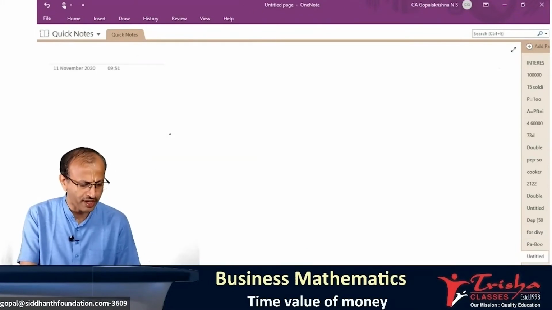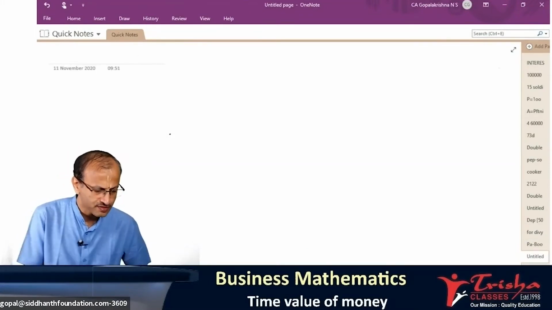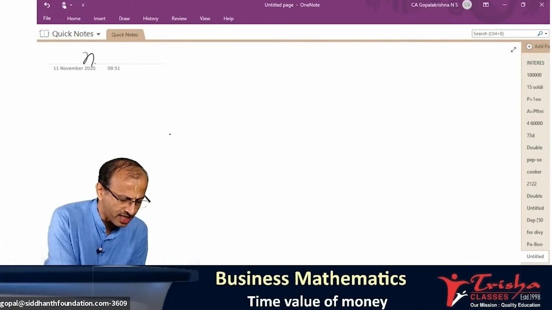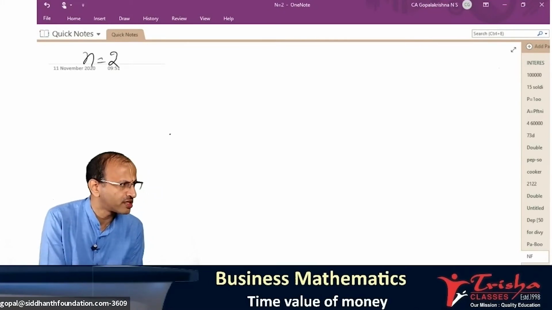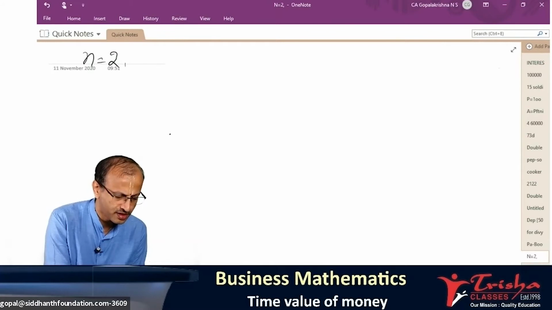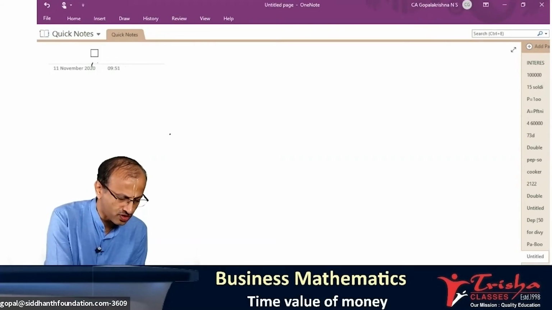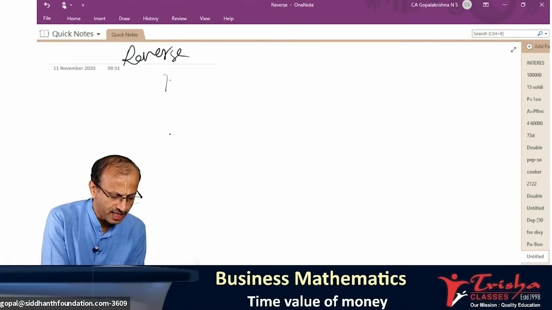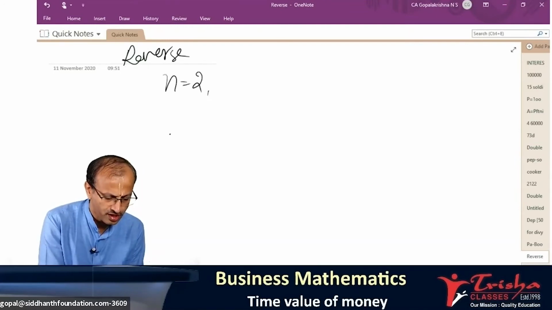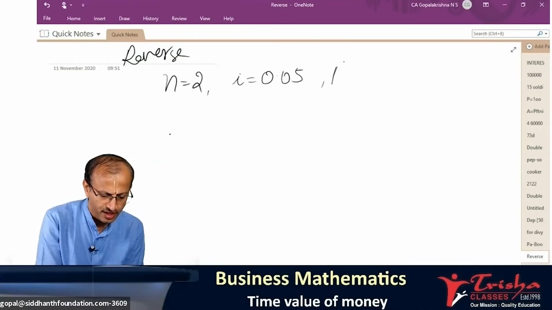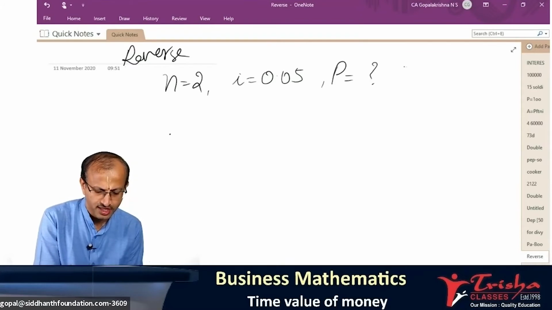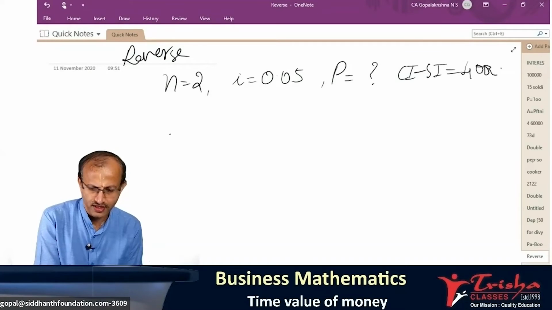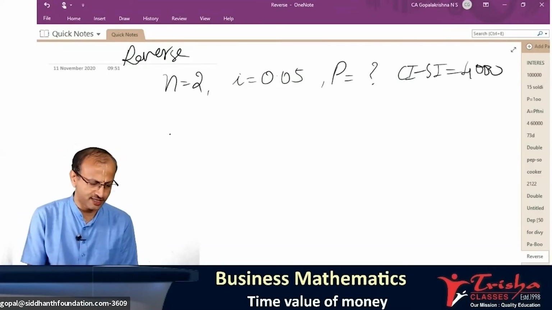I'll take a new page and I'll start working. As given, N is equal to 2. I'll just write the heading as reverse working problem. N is equal to 2. I is equal to 0.05. P is equal to what? Ci minus Si is equal to 4,000. I think everyone has written this. Solution.